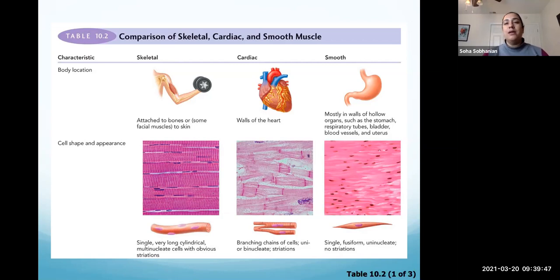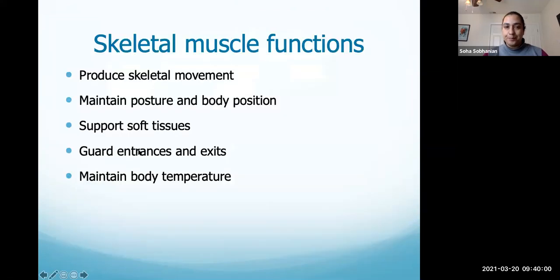Now, for the rest of the lecture today, all of our focus is going to be on the skeletal muscle. So we don't really talk about these two again for the rest of the lecture. So what is the function of the skeletal muscle in our body? They help us maintain our posture and give us our movement.